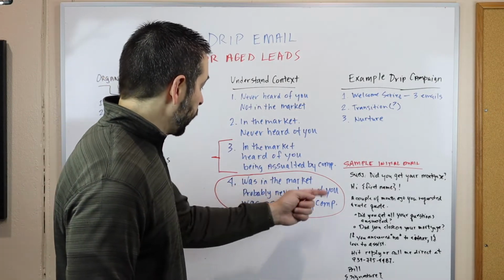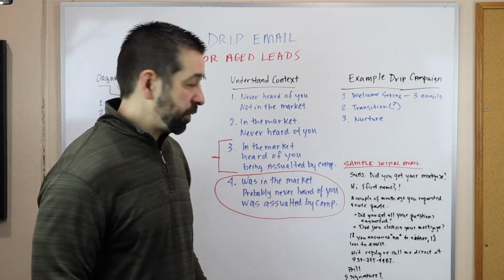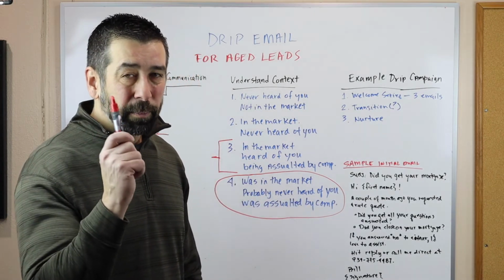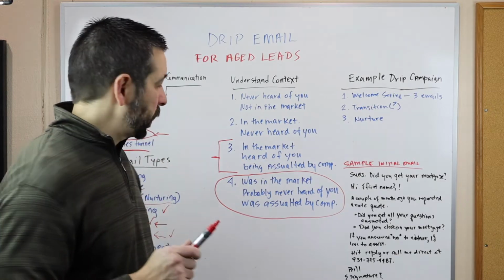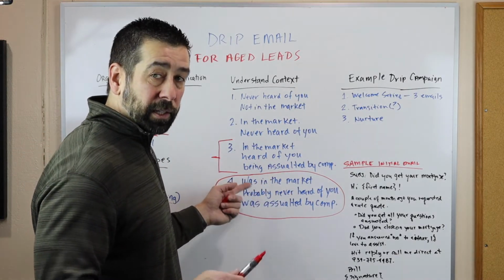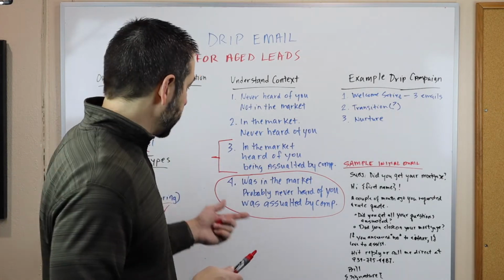And that was, they were in the market. They've probably never heard of you. And they were assaulted by competition. So that's the type of email that we're going to have to write, and we're going to have to overcome all those factors. We have to see if they're in the market. That's just helpful for us to kind of filter through things.